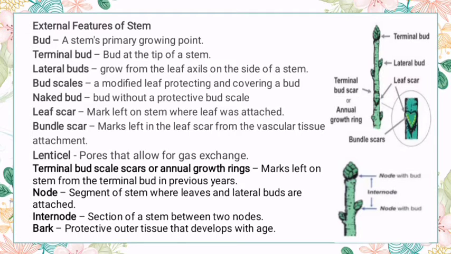Next is the node, segment of stem where leaves and lateral buds are attached. Next is the internode, section of a stem between two nodes. And the last one is the bark, protective outer tissue that develops with age, used in woody plant identification.